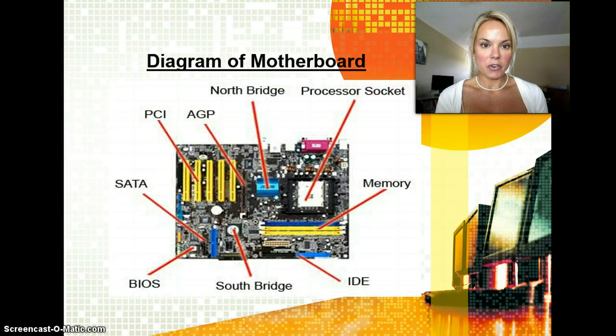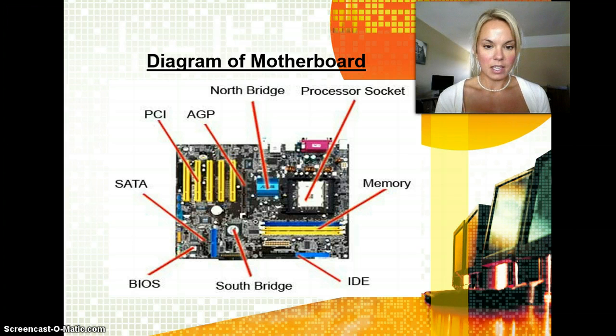We can see here a diagram of the motherboard. You have the socket for the microprocessor, which determines what kind of central processing unit the motherboard uses. The chipset is part of the motherboard's logic system and is usually made up of two parts, the north bridge and the south bridge. So these bridges connect to the CPU and to other parts of the computer.